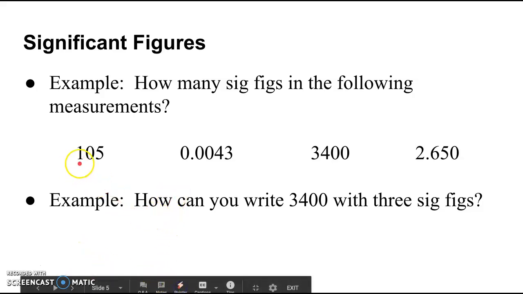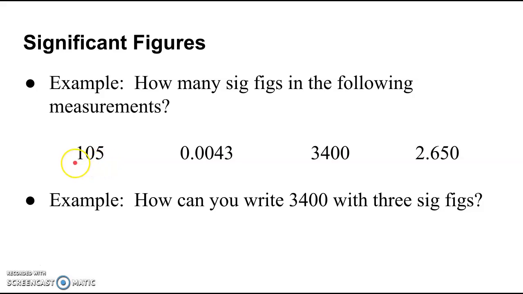Okay, on this first one, 105. Anything that's not 0 counts as significant. So the 1 is significant, the 5 is significant. It's the zeros you have to worry about. The 0 is considered a middle zero or a captive zero, so this one does count. So 105 has 3. Leading zeros, like these, never ever ever count. So these do not count as being significant. It's just the 4 and the 3. So this has 2 significant figures.